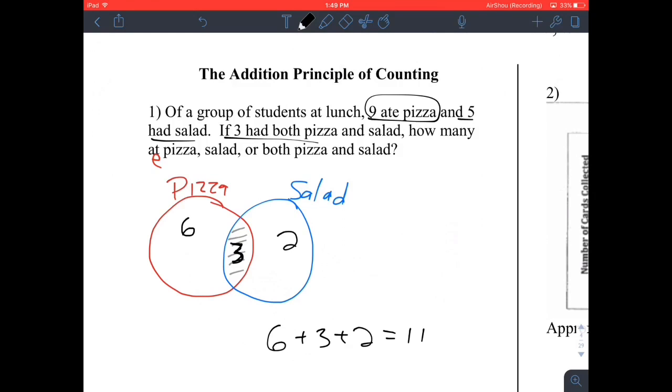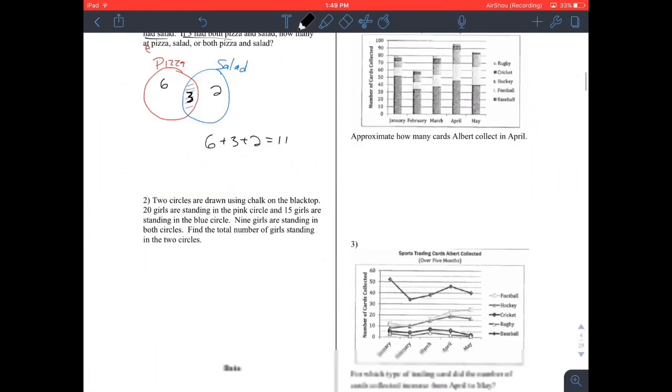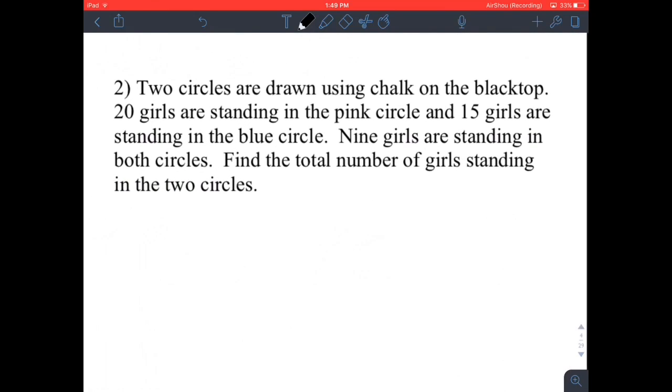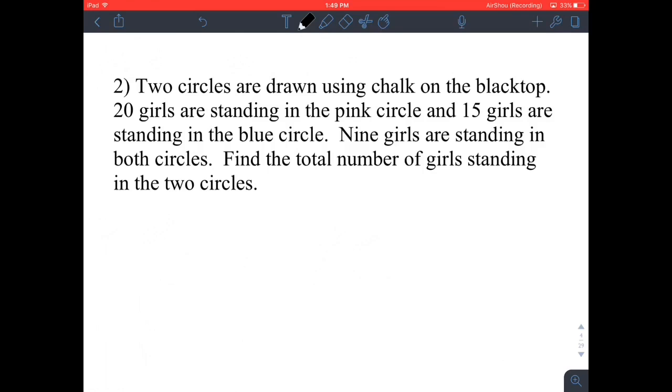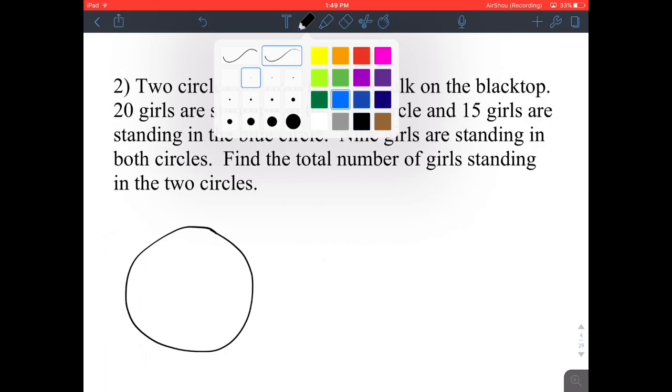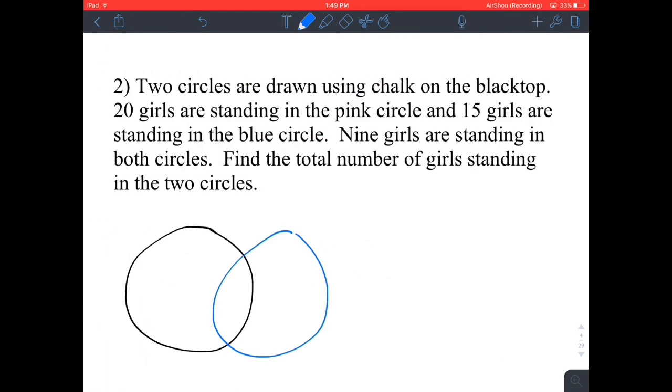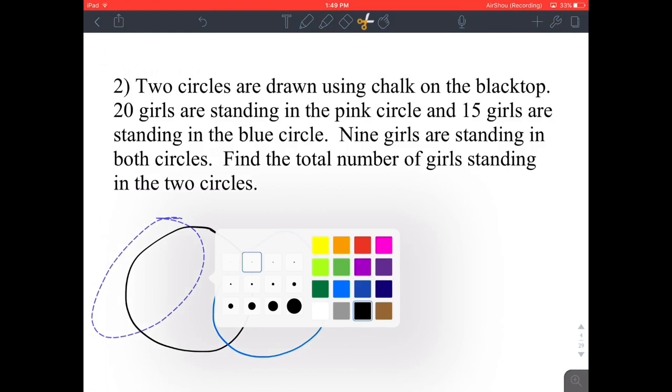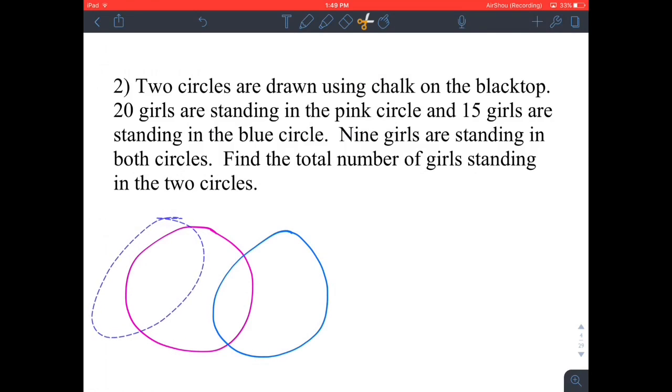A Venn diagram is very helpful for some problems, such as this next one. 2 circles are drawn using chalk on the blacktop. We'll assume they overlap. If they end up not overlapping, then we'll just put nothing in the middle. 20 girls are standing in the pink circle. Oh, better change this to pink. And 15 are in the blue circle. 9 are in both circles. So we got 9 here in the center.